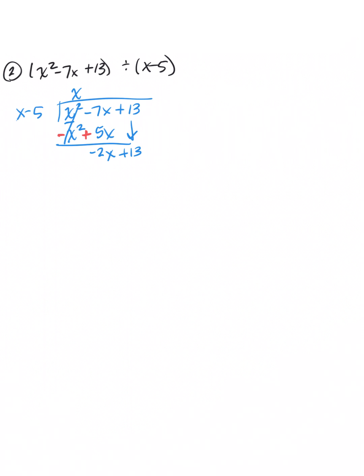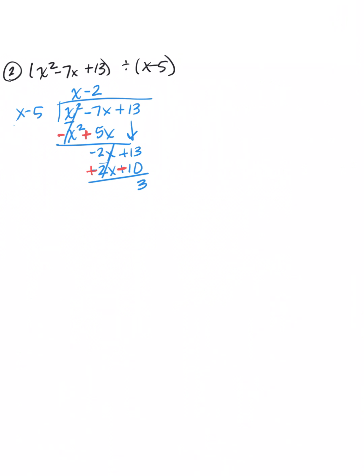So then I ask myself, okay, what do I need to multiply x by to get negative 2x? A negative 2. So I would say negative 2 times x gives me negative 2x plus 10, change my signs. That becomes a plus, this becomes a minus, and then I do my subtraction. Lead term is gone, but now I have a remainder of 3, okay?